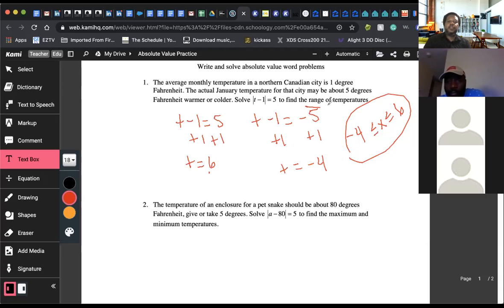That's my range of temperatures. I'm looking for a range of temperatures. That means my answer is probably going to be written as an inequality, right? So X can be greater than or equal to -4 or less than or equal to 6. This is the range of temperatures in Fahrenheit for this Canadian city, right? I'm going to write it horizontally so it can be read easily. So that temperature can be anywhere from -4 degrees Fahrenheit to 6 degrees Fahrenheit.